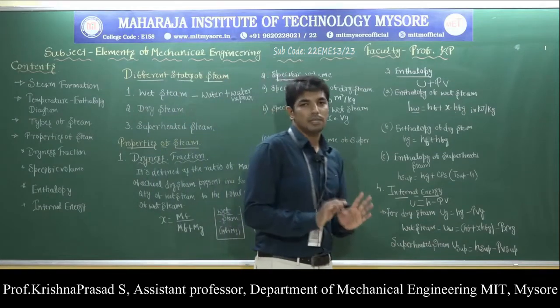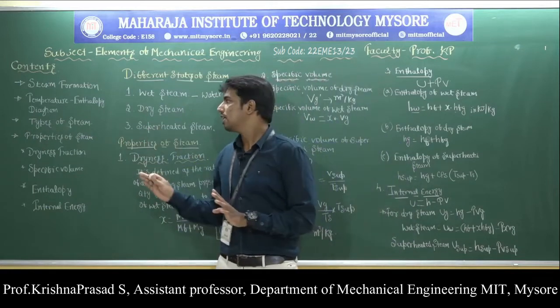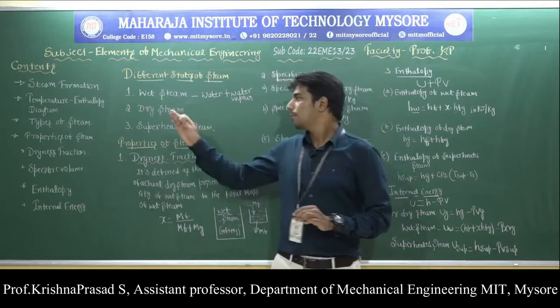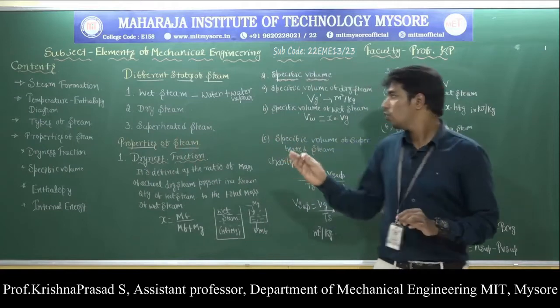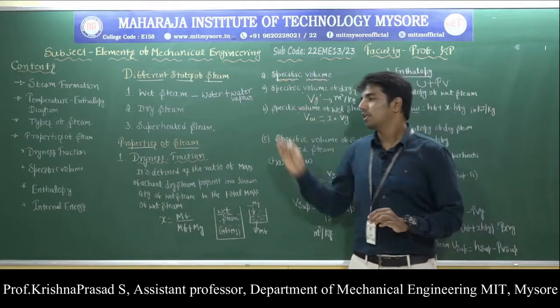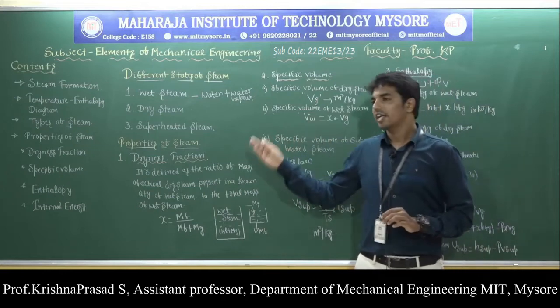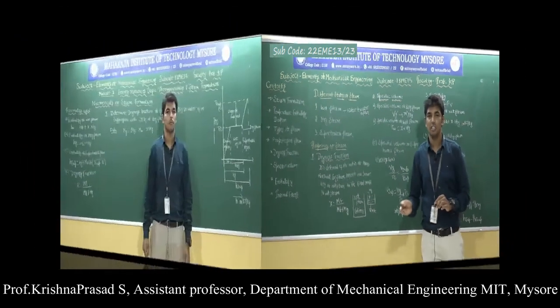So this completes the properties of steam. In this class we completed the steam formation and the temperature enthalpy diagram, then the three different types of steam, that is wet steam, dry steam, and superheated steam, and then the different properties of steam like dryness fraction, specific volume, enthalpy, and internal energy.